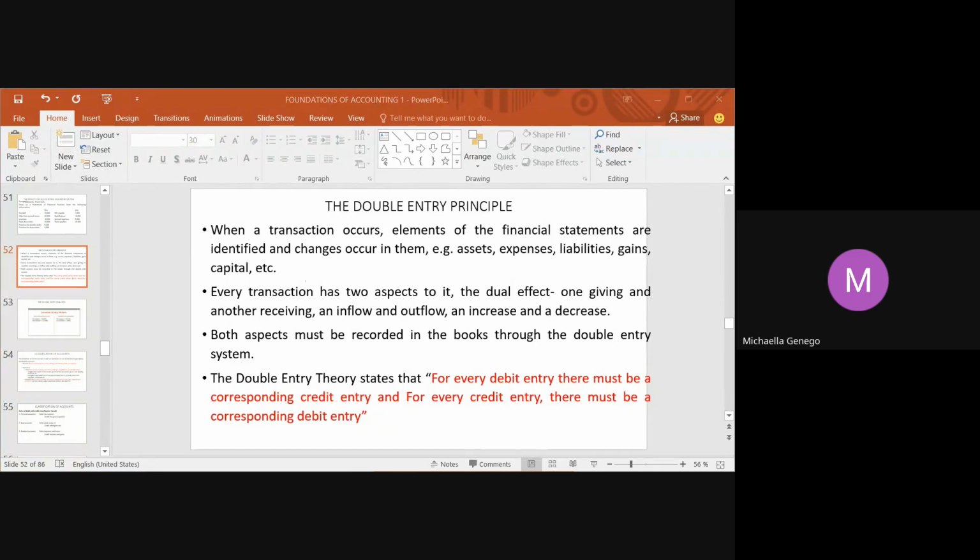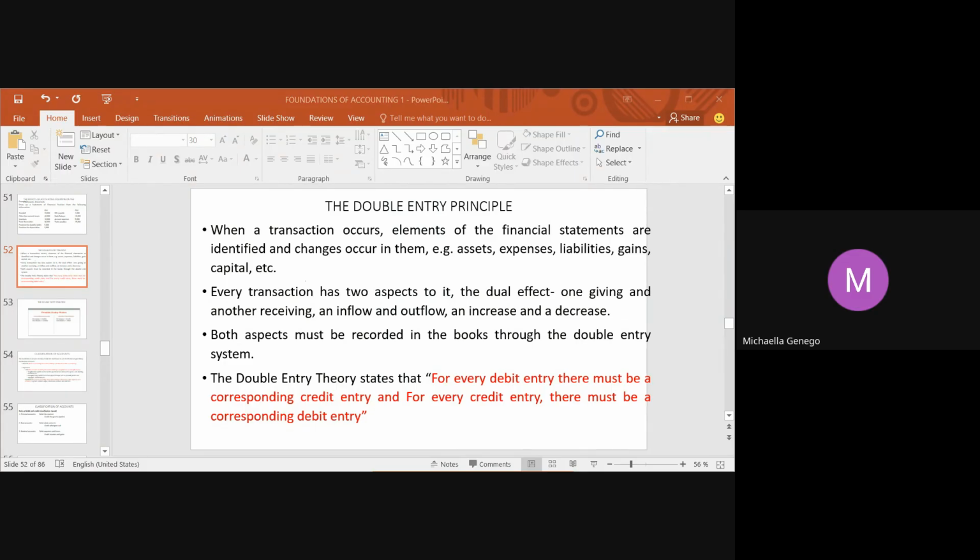Okay, so for every debit entry, there must be a corresponding credit entry and vice versa. So in accounting, we know that we have two aspects, or we say the dual effect. The dual effect being that we have cash outflows and cash inflows, cash coming in or cash we are receiving, and cash which is going out or cash we are giving out. So this whole idea is what brings us to the double entry principle.